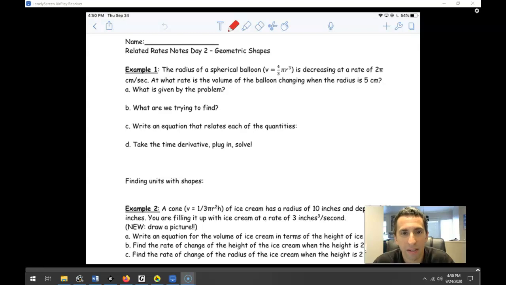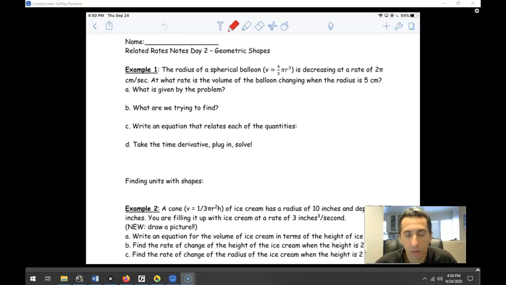Hello guys, welcome back. We're going to do some more notes today on related rates and talk about how they apply to different geometric shapes and solving problems like that. Okay, so here's our first problem. The radius of a spherical balloon is decreasing at a rate of 2 pi. At what rate is the volume of the balloon changing when the radius is 5 centimeters?